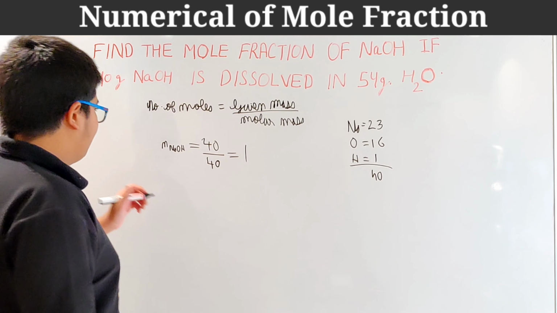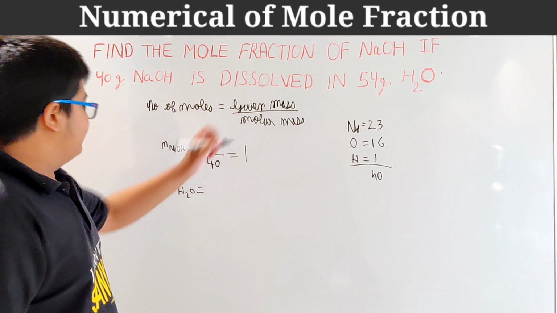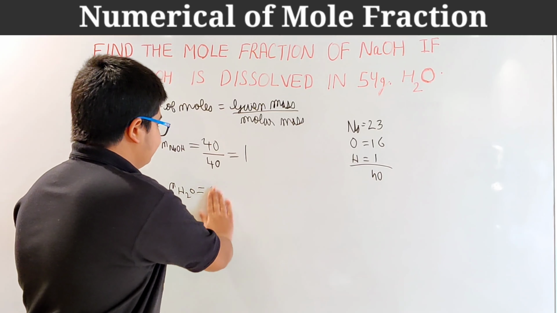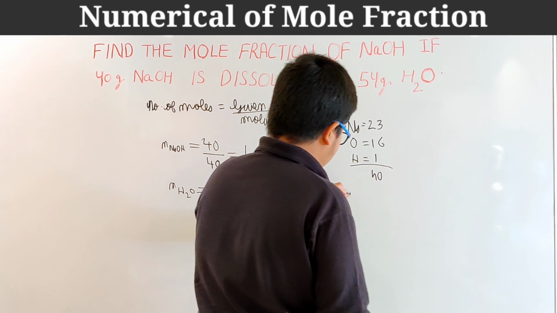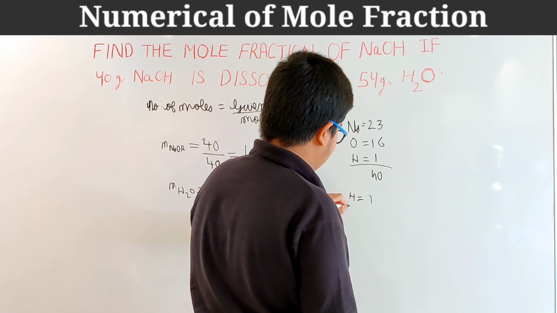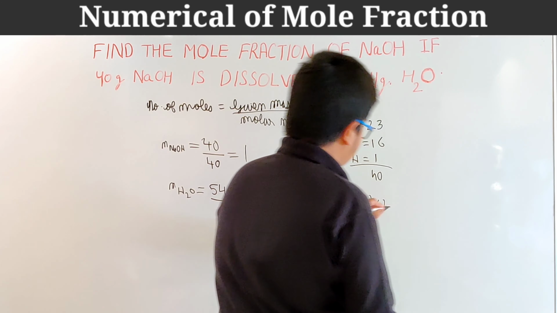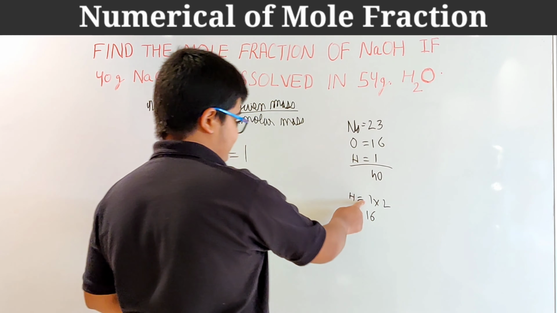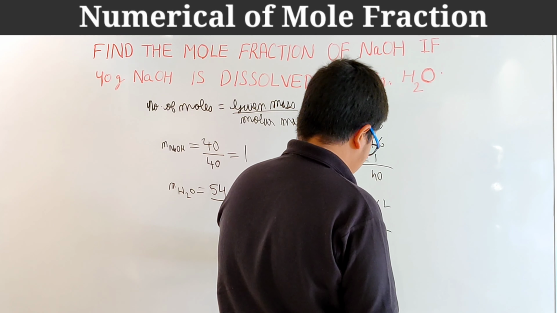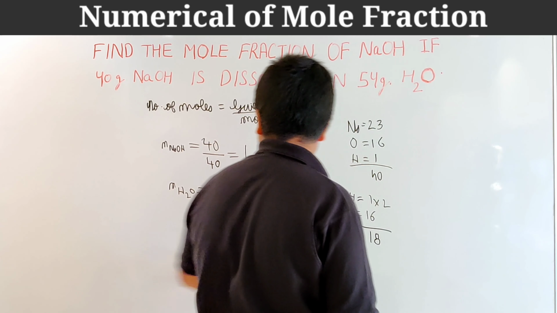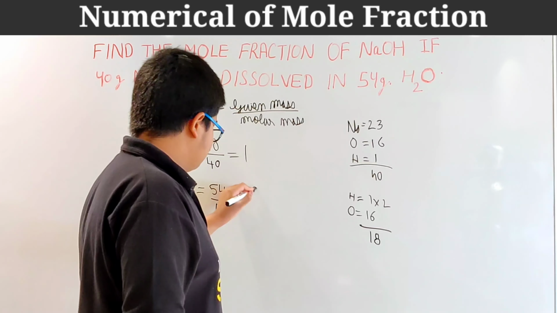Similarly, we will find the moles for water. So number of moles of water equal to given mass, that is 54 gram, upon molar mass. To find molar mass of water, we know that molar mass of hydrogen is 1 and for oxygen it is 16. As there are two atoms of hydrogen, we will multiply the mass of hydrogen by 2. So therefore, the mass of H2O or water becomes 18. So molar mass of H2O is equal to 18. So number of moles of H2O are 3.